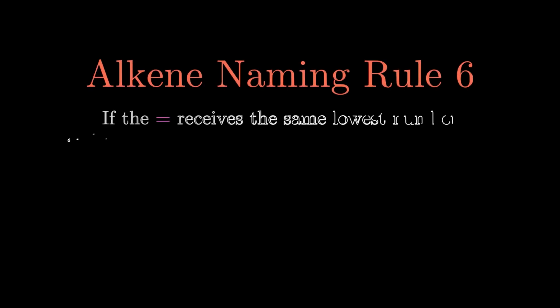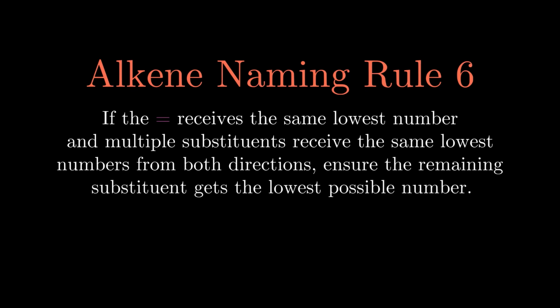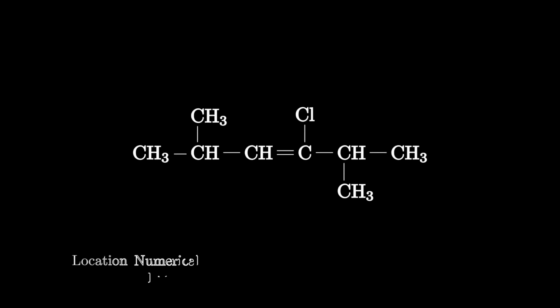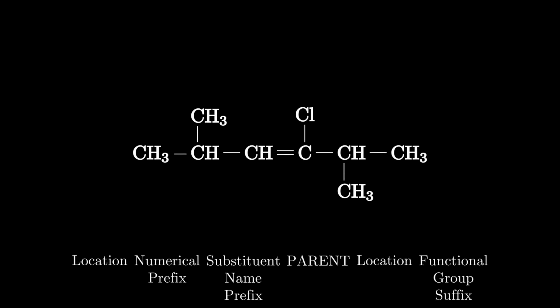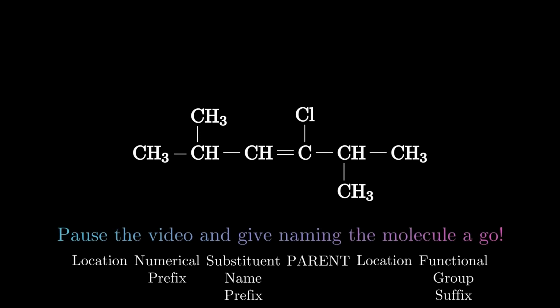If the double bond location is the same and the next substituent is also a tie, move to a third substituent to determine the proper direction that results in the smallest numbers. This is the final example for part 1, so give it a go naming the molecule on the screen.